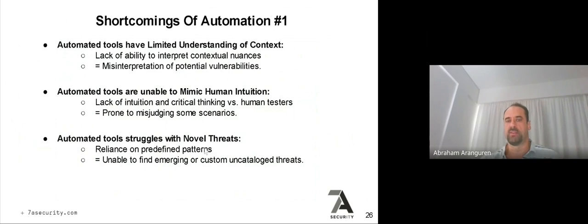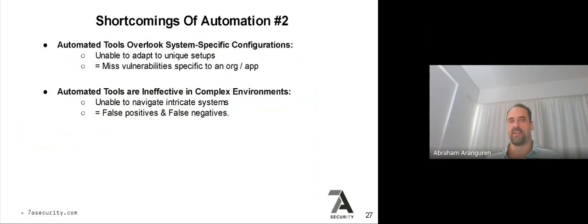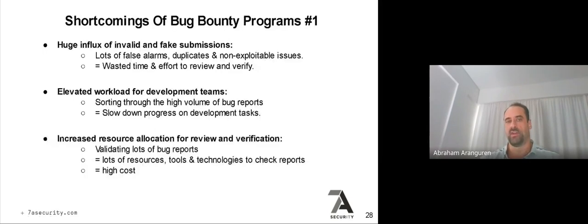And then automated tools will struggle with novel threats. They rely on predefined patterns, so they are unable to find emerging or custom uncatalogued threats. That's also another limitation. Other problems are that automated tools will overlook system-specific configurations, so they will be unable to adapt to unique setups and will miss vulnerabilities that are specific to an organization or an application. And automated tools are ineffective in complex environments. They are unable to navigate intricate systems, which equals false positives and false negatives, as I explained before. So if you have a multi-step sequence to reach something, they will not reach it.